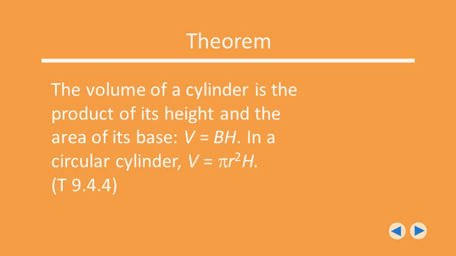So the volume of a cylinder is the product of its height and the area of its base. In a circular cylinder, the volume equals pi r squared, right, the area of a circle, times the height. So again, pause and repeat that a couple of times.